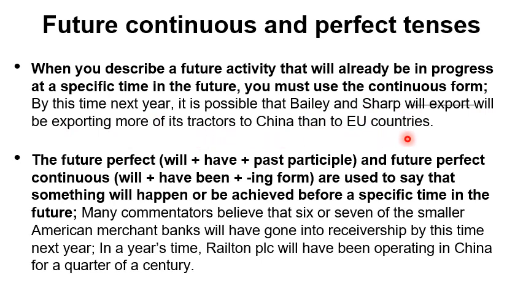than to European countries. Here, because we are talking about the future, and the event is continuous, not static, continuous in the future, in the next year, the event will continue within the whole next year. So instead of using "will export," we need to use "will be exporting more of its tractors to China than to European countries."